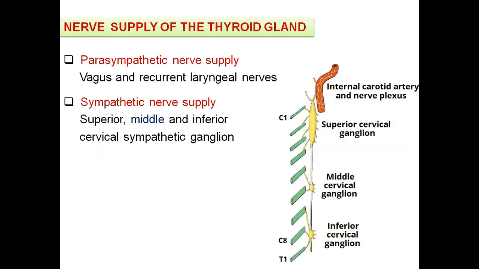Nerve supply of the thyroid gland. The parasympathetic nerve supply passes through the vagus nerve and recurrent laryngeal nerve. The sympathetic nerve supply commonly comes from the superior cervical sympathetic ganglia, and the middle and inferior cervical sympathetic ganglia. Most of the fibers come from the middle cervical sympathetic ganglia.